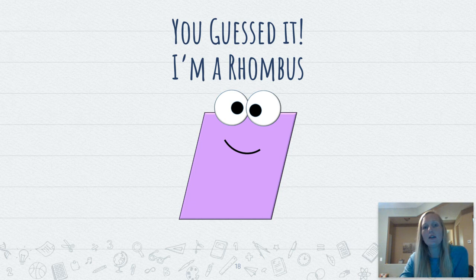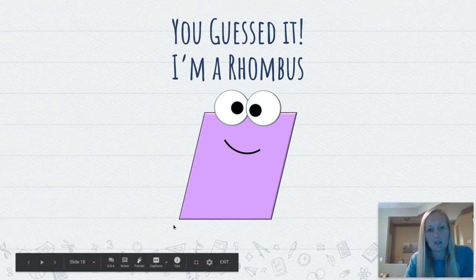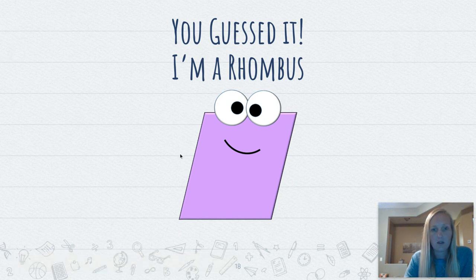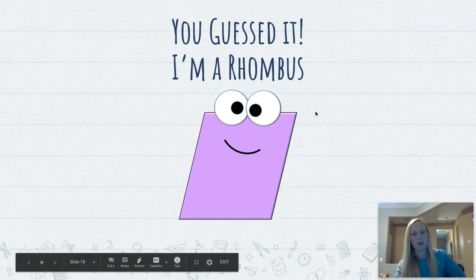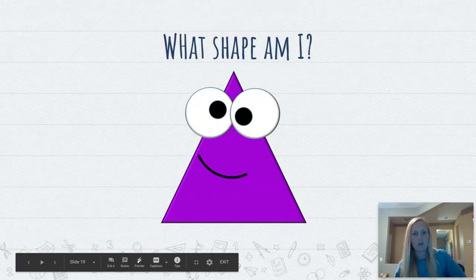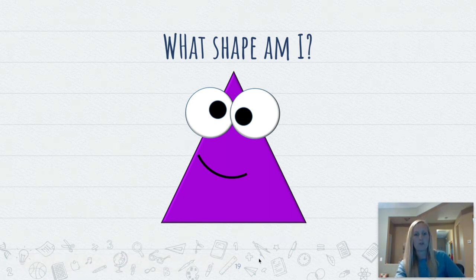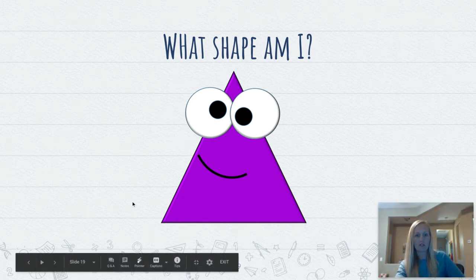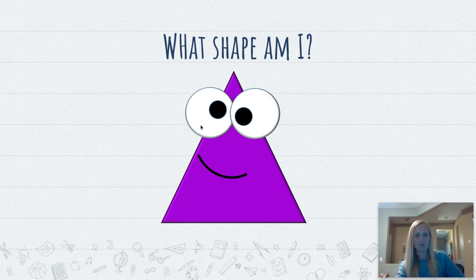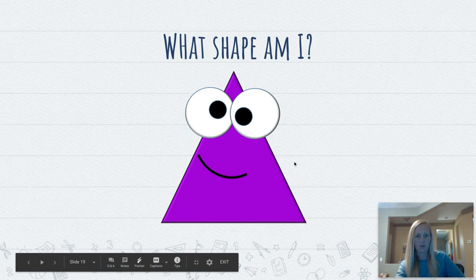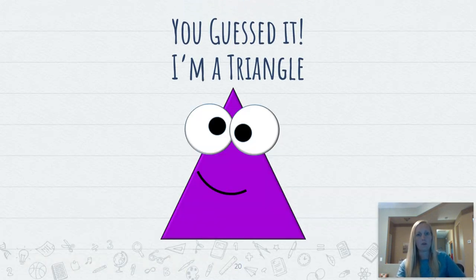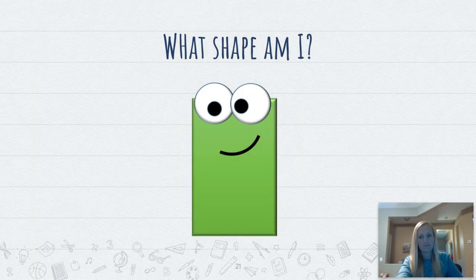And it's a rhombus. Okay, rhombus is two parallel sides, which means they're going the same direction. Okay, and it's got two of the same angles on either side of it. The next one is, we got three sides, 1, 2, 3, and 3 vertices and 3 angles. Right there, 1, 2, 3. Perfect. It is a triangle. Woohoo! Okay, next one. What is this shape?